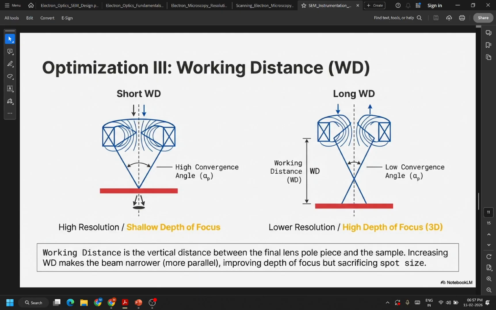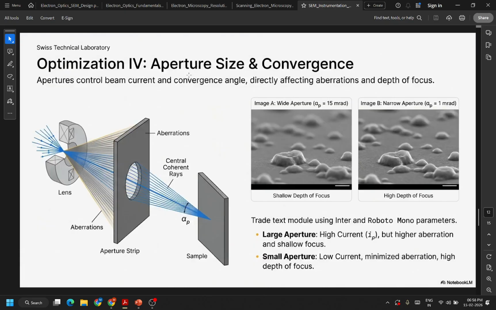Next would be your working distance. If you have a shorter working distance, your convergence angle will be higher, and you will have a higher resolution but smaller depth of focus. If you want higher depth of focus, you will have to increase your working distance, but that will result in a lower convergence angle, and that will result in lower resolution. So you have to optimize according to your requirements.